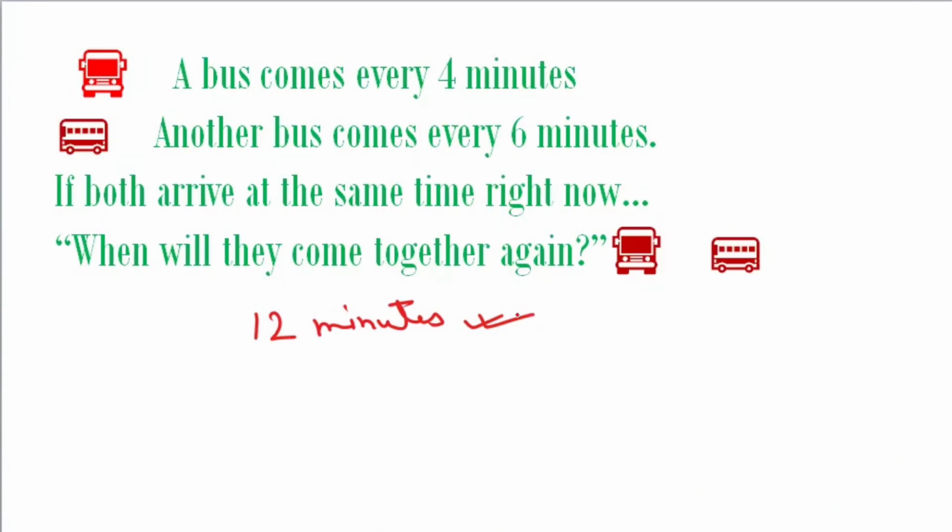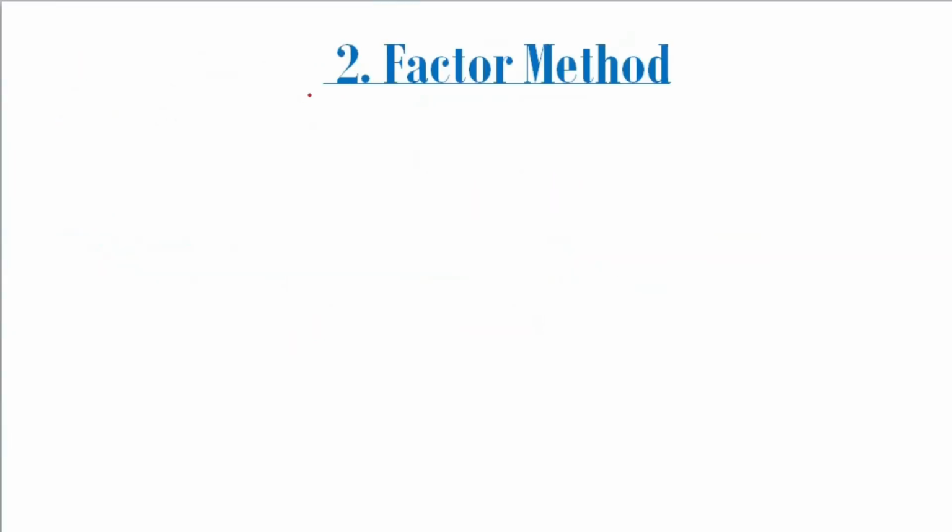Now let's see the second method of finding the LCM. This was the first method: we list all the multiples and then pick the smallest common number. Now let's try another cool trick called the factor method. In the factor method, what we have to do is break the numbers into prime factors.